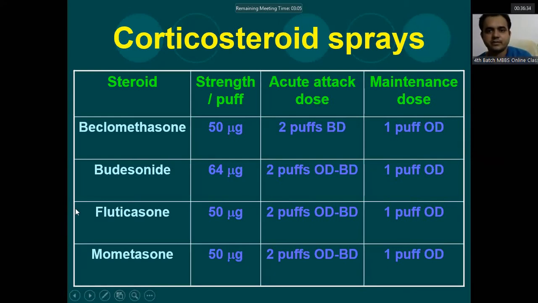Corticosteroid sprays. In one puff, fluticasone, beclomethasone, and mometasone are usually 50 microgram, and budesonide is 64 microgram. So it is mostly 2 puffs, once or twice a day, and when the patient has improved, then only 1 puff once a day.